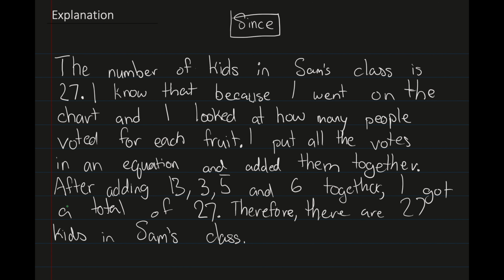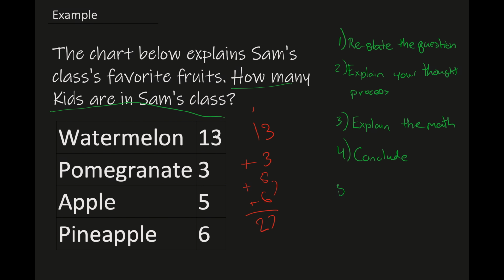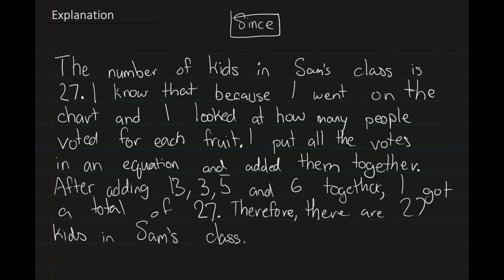So the last step to all of this, 5, is edit. The moment that's done, you're ready. So the number of kids in Sam's class is 27. I know that because I went on the chart and I looked at how many people voted for each fruit. Okay? I put all the votes in an equation and added them together. After adding 13, 3, 5, and 6 together, I got a total of 27. Therefore, there are 27 kids in Sam's class.